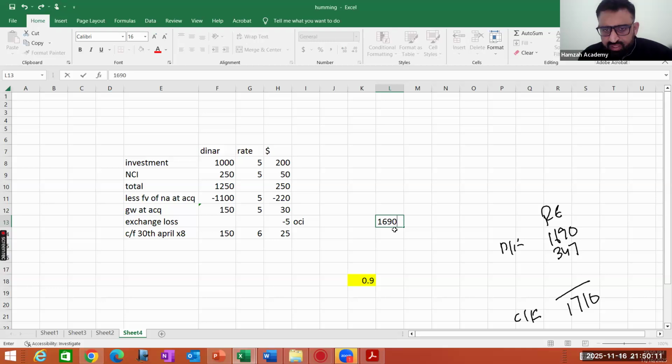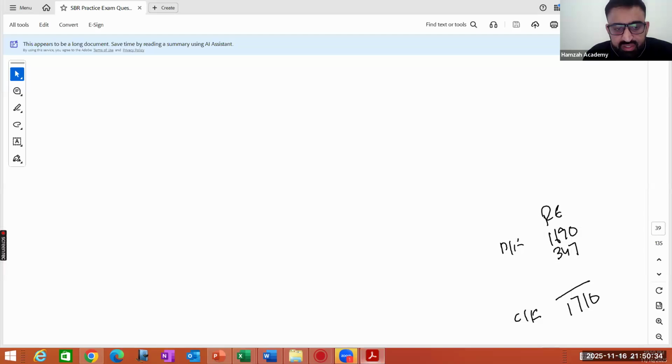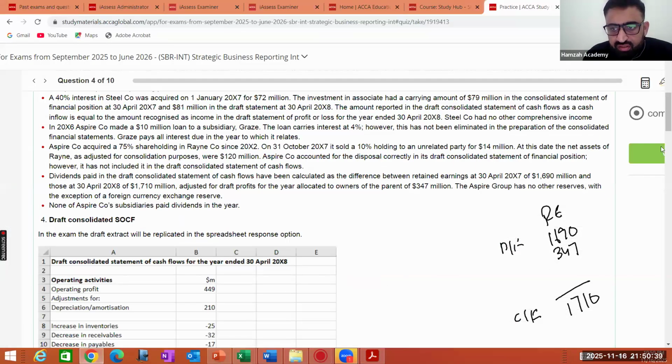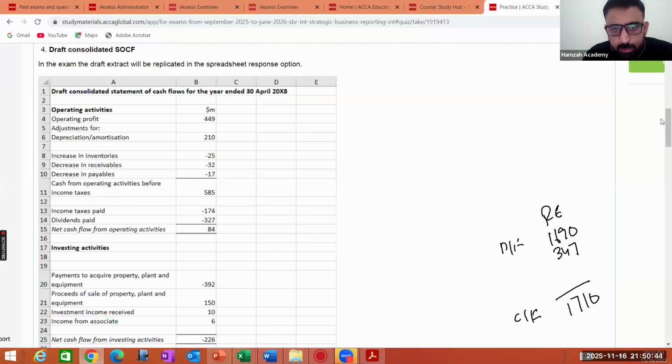1690 were the opening retained earnings, 347 is the profit for the year, and 1710 for the closing retained earnings. So the dividend paid should have been 327. It should have been 327, and it is 327 which they have reported here in the dividend paid section.